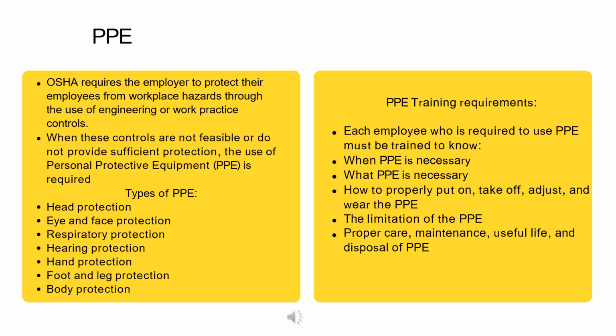Personal protective equipment. OSHA requires the employer to protect their employees from workplace hazards through the use of engineering or work practice controls. When these controls are not feasible or do not provide sufficient protection, the use of personal protective equipment is required. Types of PPE: head protection, eye and face protection, respiratory protection, hearing protection, hand protection, foot and leg protection, body protection. PPE training requirements.